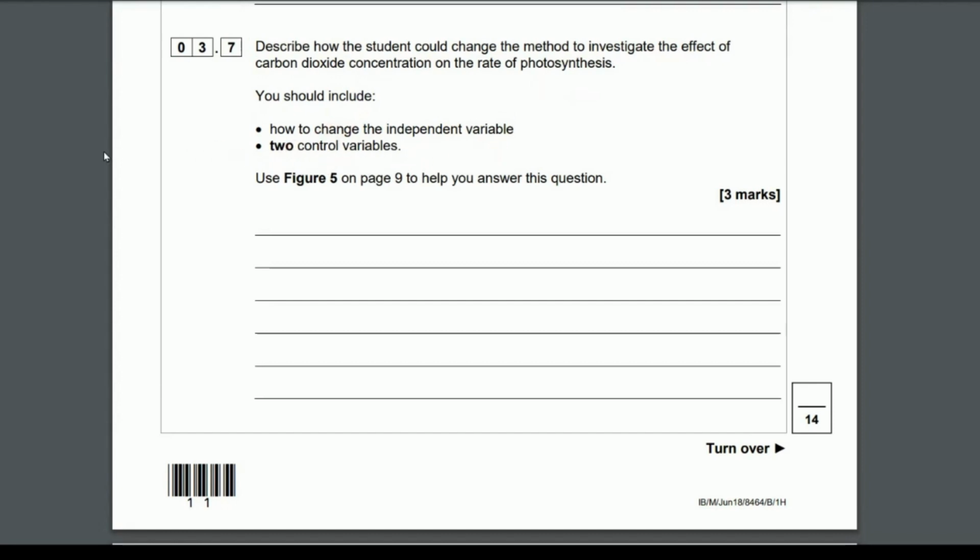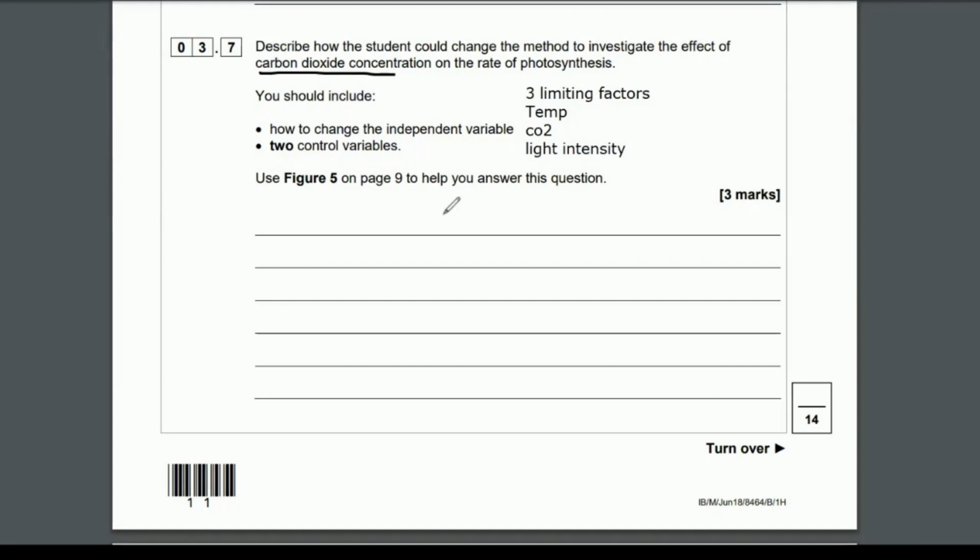Look, there's 3 limiting factors in photosynthesis. So rack your brains. Can you think of the 3 limiting factors? You've got temp, you've got CO2, and you've got light intensity, right? They're the 3 limiting factors. If you change one, you control the other 2. So it's saying it wants us to change the carbon dioxide concentration.